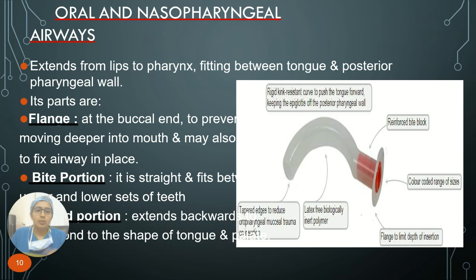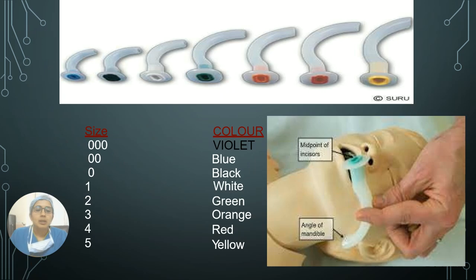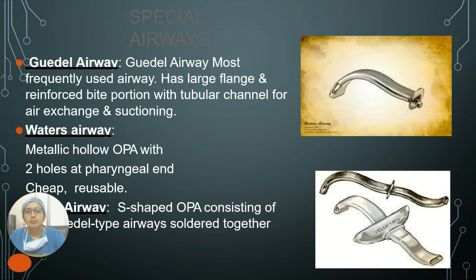It has the following parts: the flange, as you can see here in the image, then we have a reinforced bite block portion, and we have the curved portion. There are many sizes and there's color coding for the sizes. It can be measured from the midpoint of the incisors to the angle of the mandible. Guedel's airways, most frequently used. Large flange and reinforced bite portion with tubular channel for air exchange and suctioning.